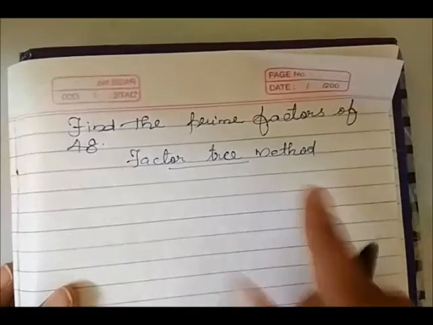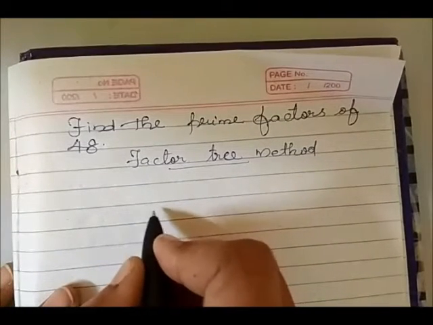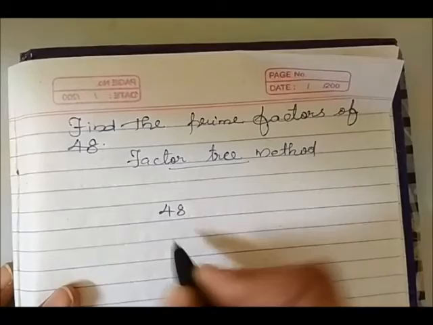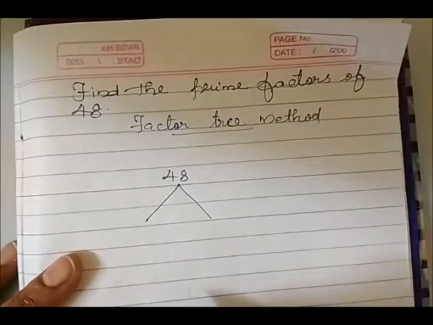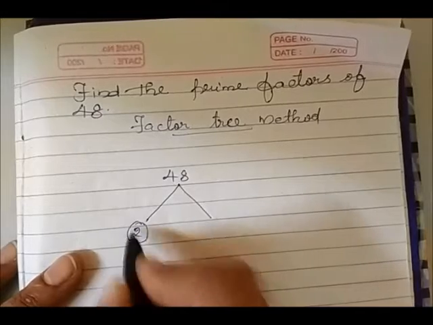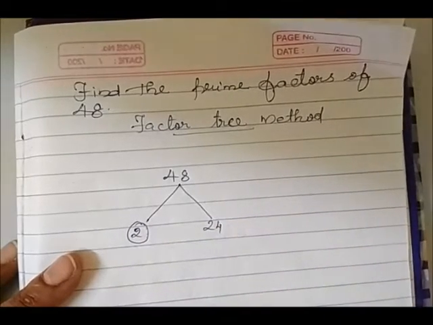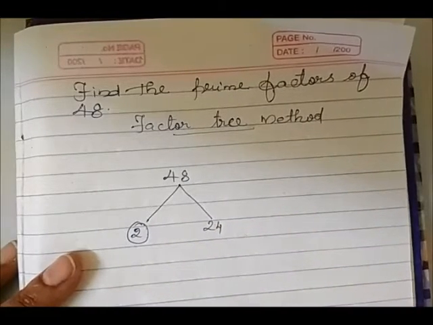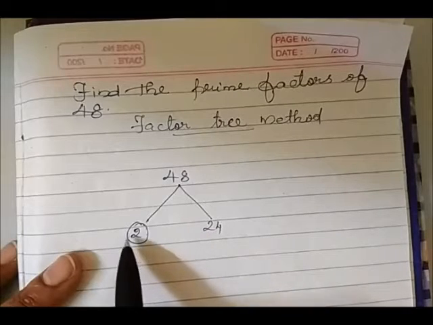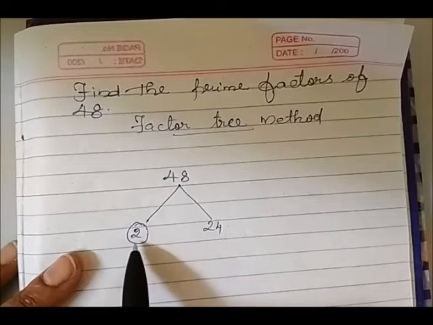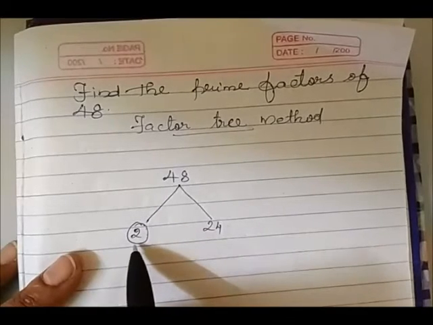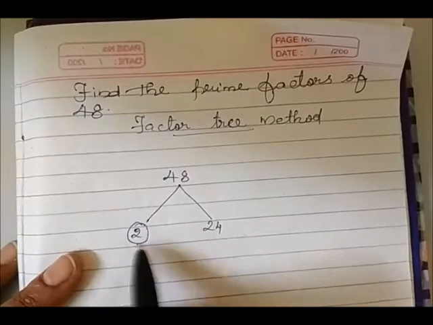Okay, so we will start this. First you write here 48 and start factorizing it. Give two branches. 2 into 24 is 48. So 2 is a prime number. Prime numbers are to be encircled. So this is a prime number, so no need for further division.